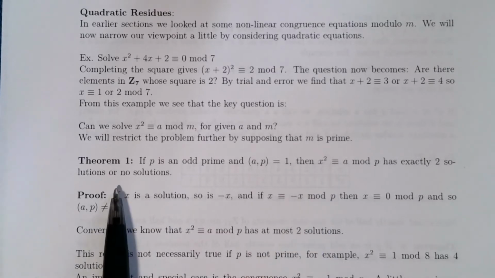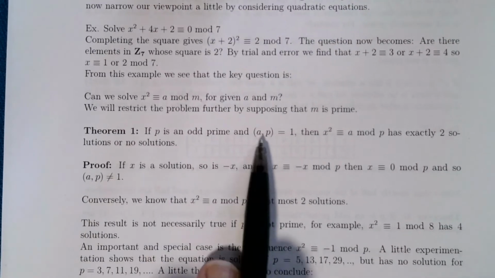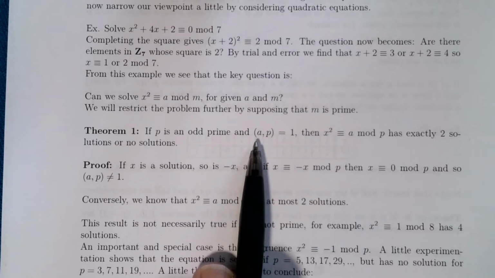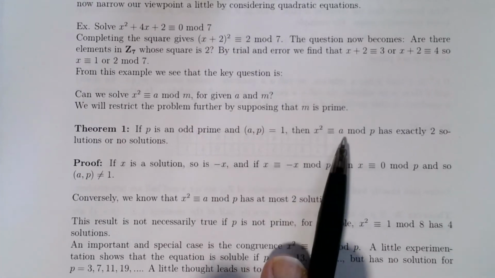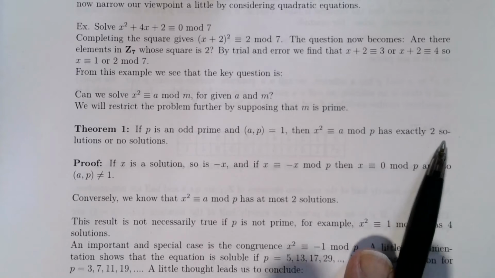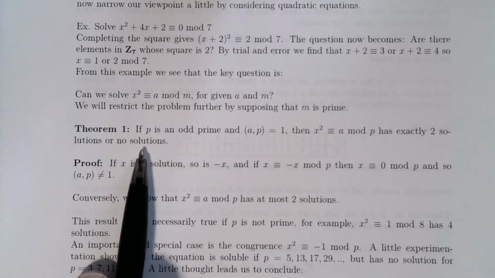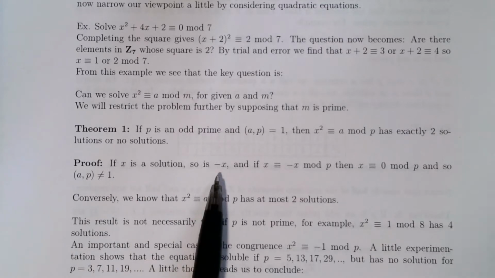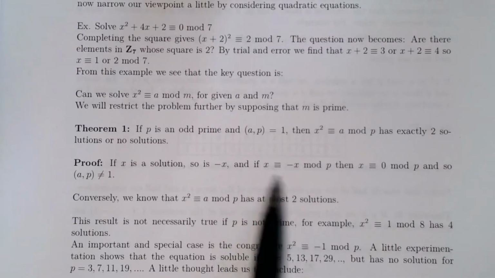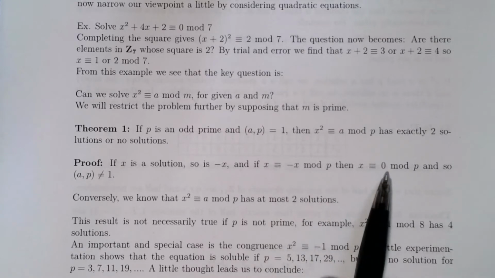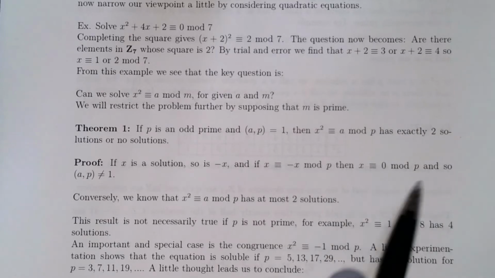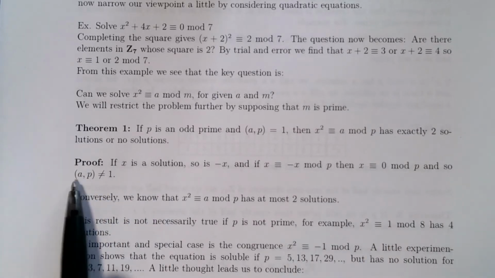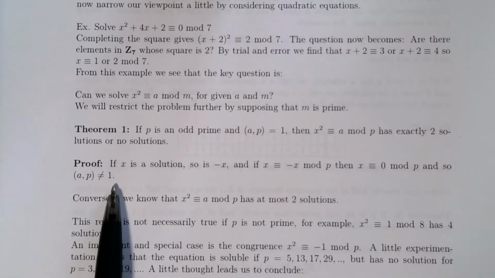Well, first little theorem here, that if p is an odd prime and a and p are relatively prime, that's their GCD is 1, then x squared is congruent to a mod p has exactly 2 solutions, or it's got no solutions. Well, obviously if x is a solution, so is minus x. Moreover, if these happen to be the same modulo p, then that says 2x is 0 mod p, so x is 0 mod p. But that's out of the question, because we chose our a so that the GCD of these two is 1.